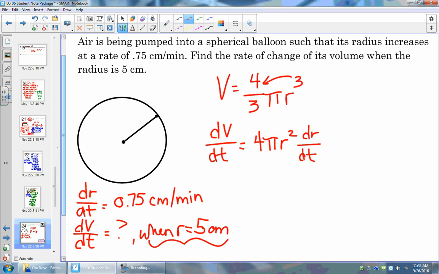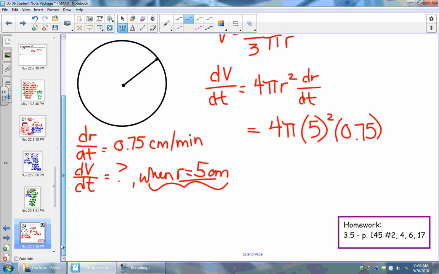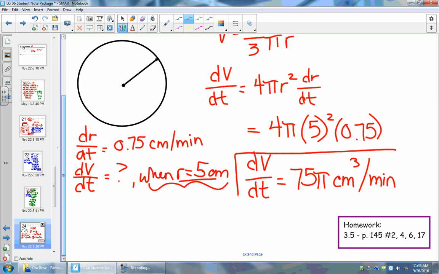And we want to substitute everything in now. So we've got our dv over dt, which is what we're looking for. 4 pi r squared, now we can use it because we've taken the derivative. Dr over dt, so that's going to be 0.75. We want to simplify everything. Okay, so our dv over dt, guys, this is just calculator work. You're going to get 75 pi centimeters cubed per minute. And that is that. All right.